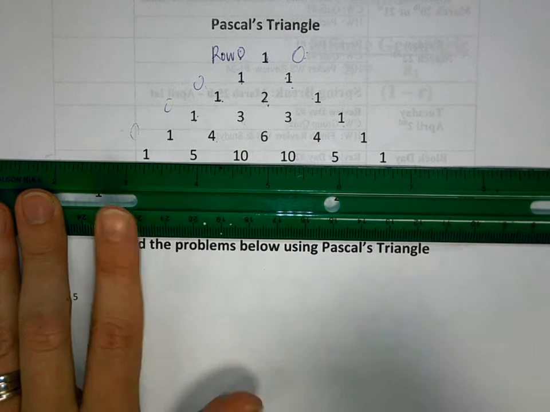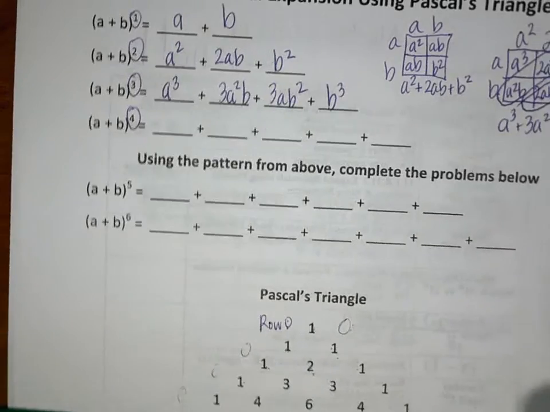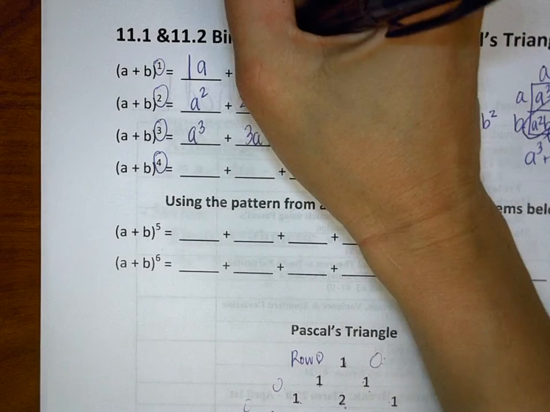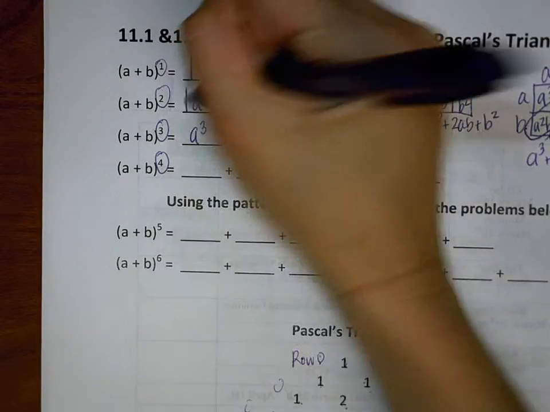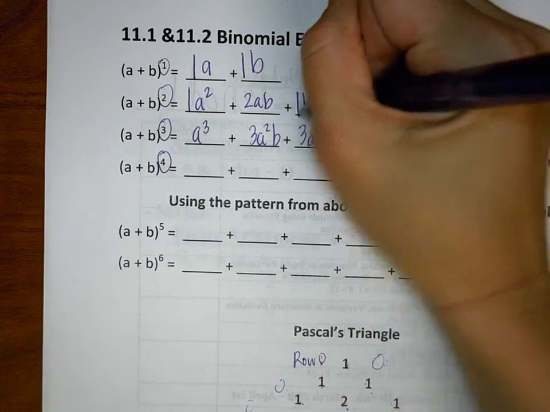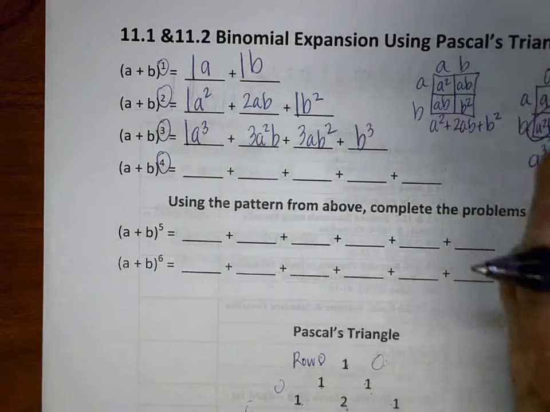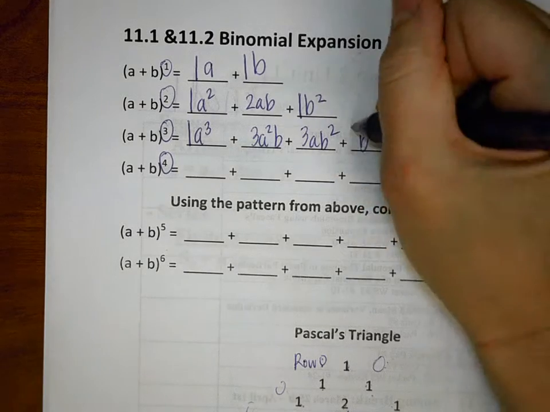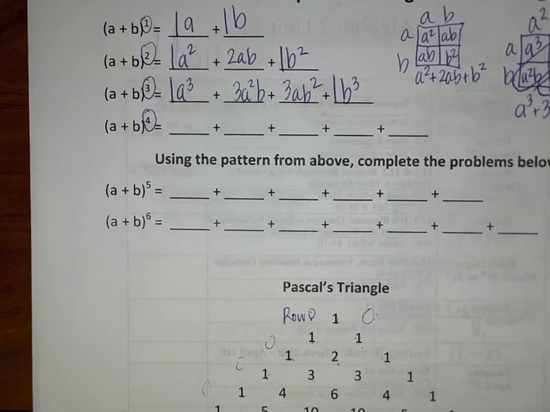Okay, now we're going to go back to what we've already done. I'm going to add a couple numbers here. This A is really 1A and 1B. Do you guys agree? On this next row, this is really 1A squared, 2AB, and 1B squared. Correct? This one is really 1A to the third, and then we have 3A squared B, 3AB squared, and 1B cubed. Do you guys see a pattern?